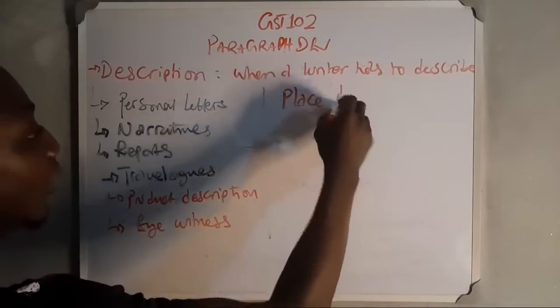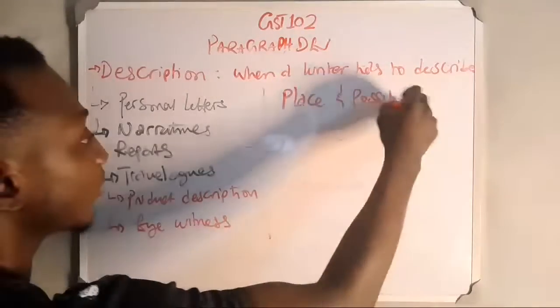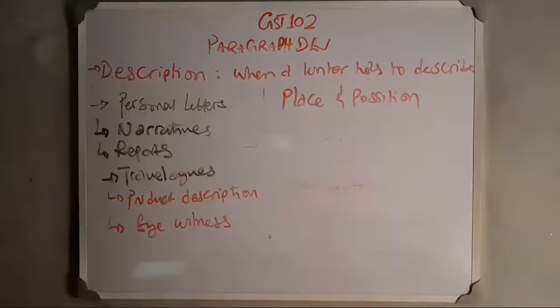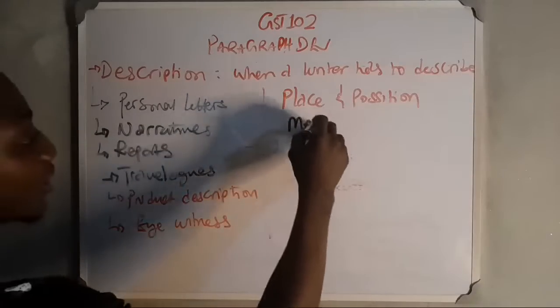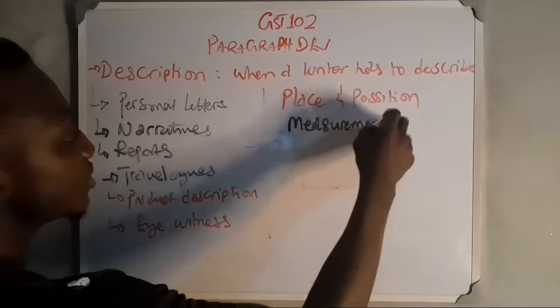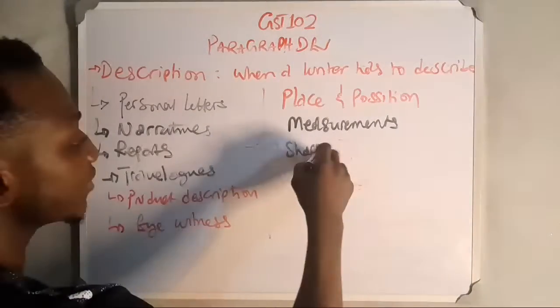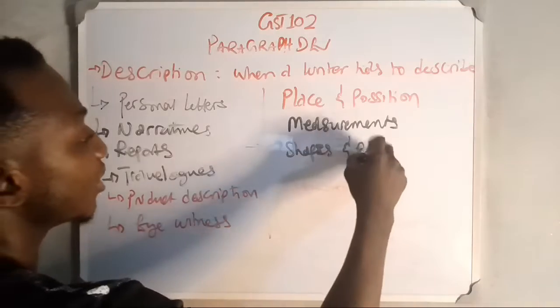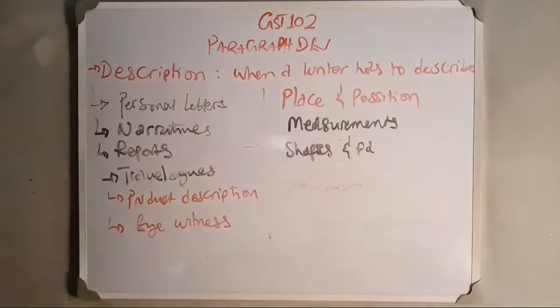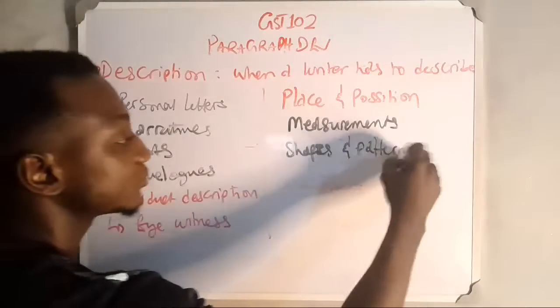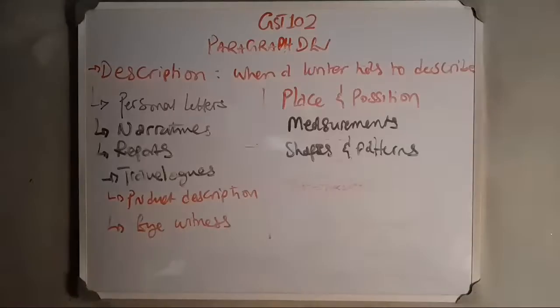Place and position, okay? We also have measurements, all right? Shapes and pattern. Measurements, all right? And shapes and what we call patterns. All right, these are the recipes of the descriptive method of developing a paragraph. Colors and textures, materials and substance.